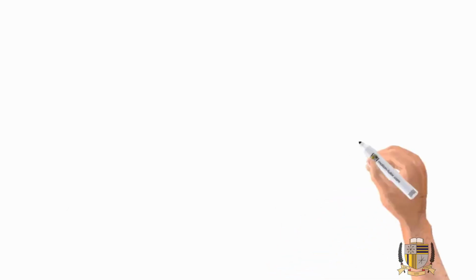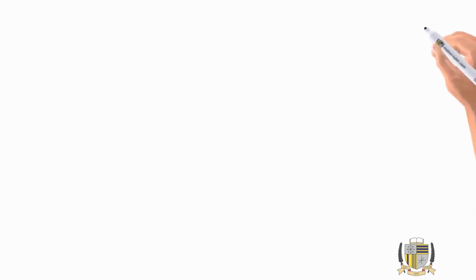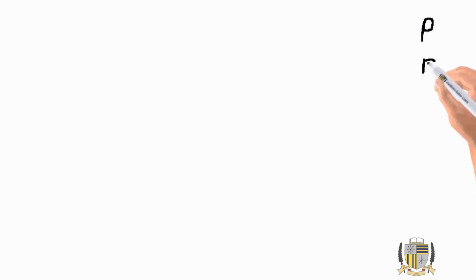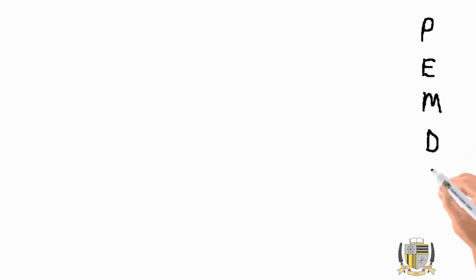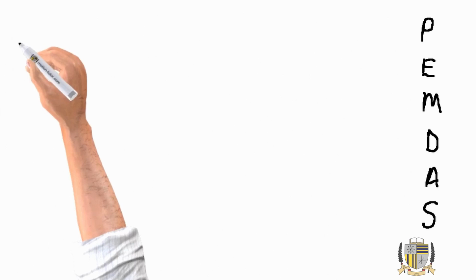I will write down the order. It's P, E, M, D, A, S, PEMDAS. In my days of school, we used to say, please excuse my dear Aunt Sally. That's how we learned to remember this. This is the order for a problem with more than one operation.